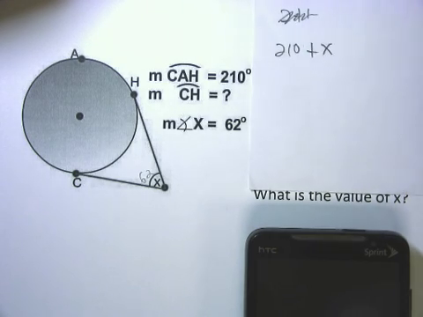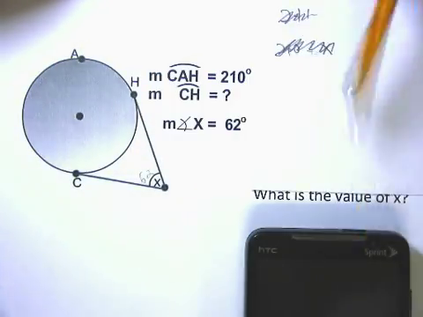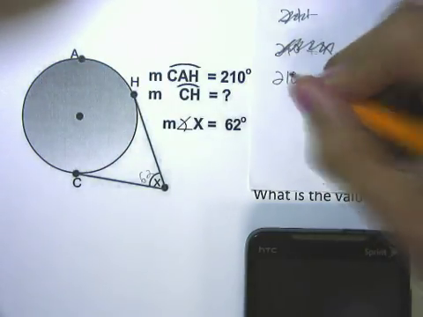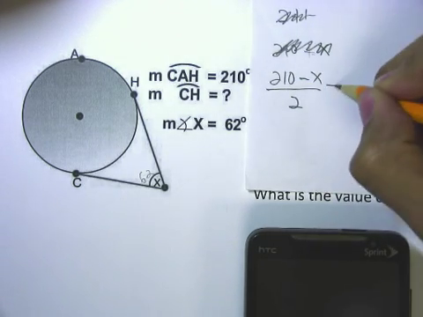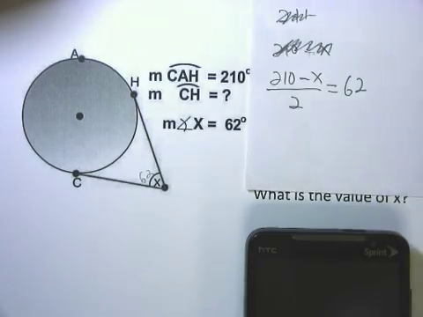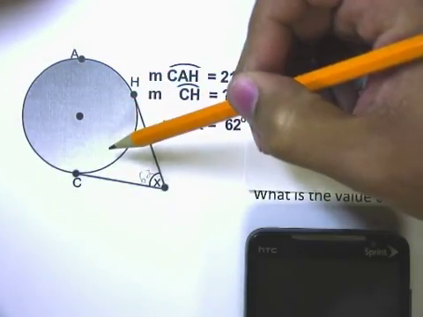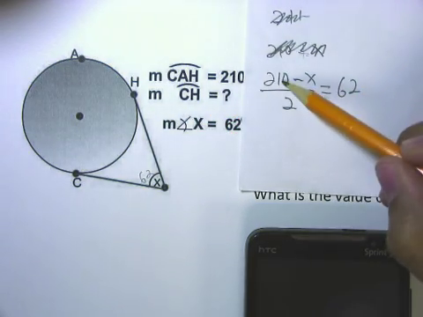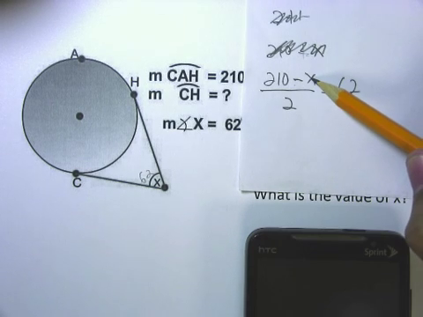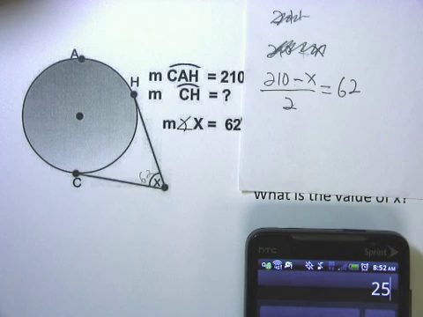So let's see here, how do I figure this out? If I take 210, forgive me, because I'm supposed to subtract these two arcs, right? So if I take 210 minus the other arc, and I divide by 2, that's going to give me the angle on the outside, right? If I take these two arcs, subtract them and divide by 2, it's going to give me the 62 degrees out here, right?